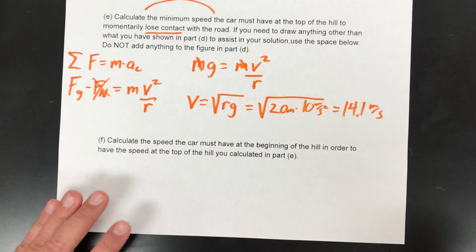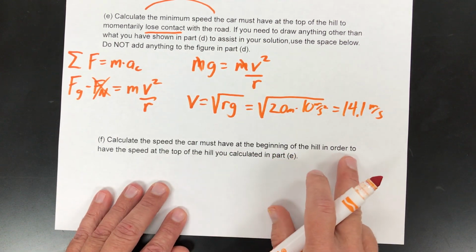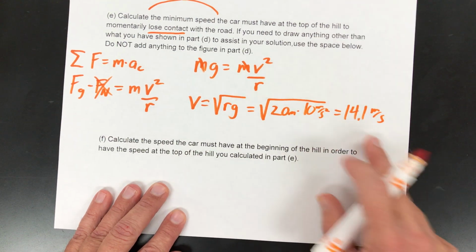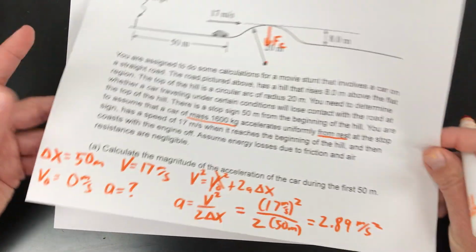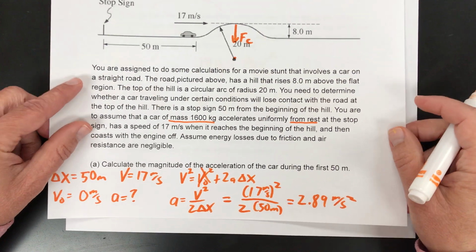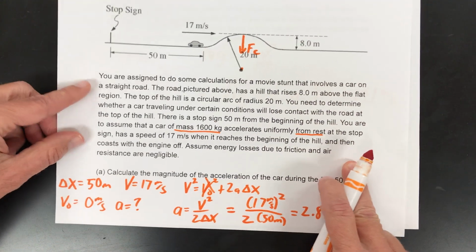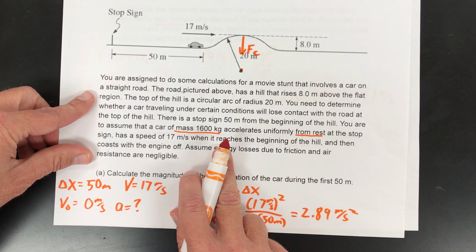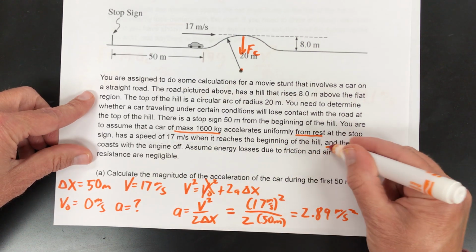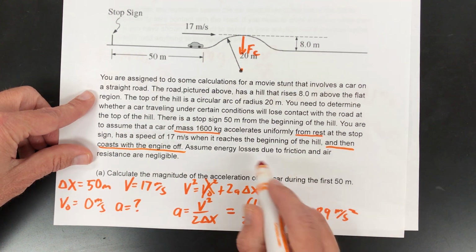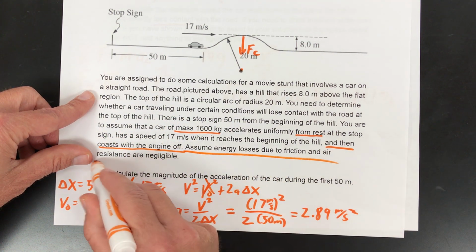All right, last part here. They say calculate the speed the car must have at the beginning of the hill in order to have the speed at the top of the hill. You calculate it here in part E. Now let's actually go back to this here. An important part that you might miss if you're skipping over too much and just looking at the picture is it says it accelerates when it reaches the beginning of the hill, and then once we get to the hill, it coasts with the engine off. Assumed losses due to friction are negligible.